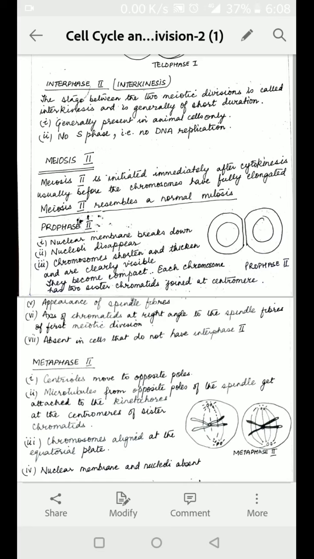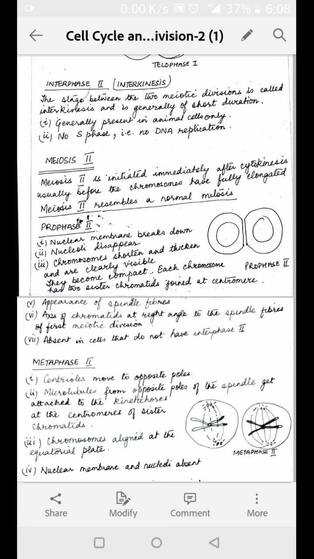substages of meiosis 2. As I told you, meiosis 2 is initiated immediately after cytokinesis, usually even before the chromosomes have fully elongated. In contrast to meiosis 1, meiosis 2 is a normal mitotic division, and that is why it is called equational division, because here the chromosome number remains the same.